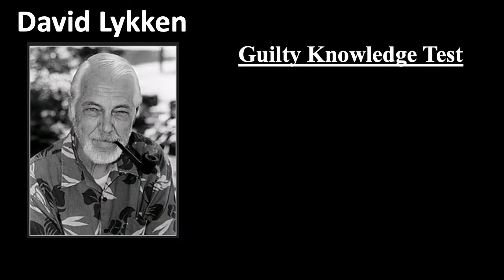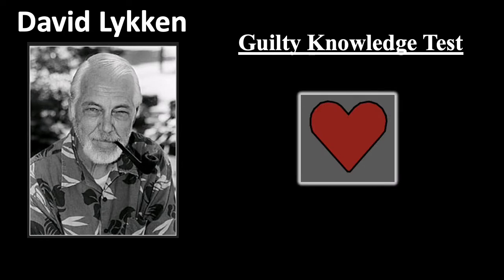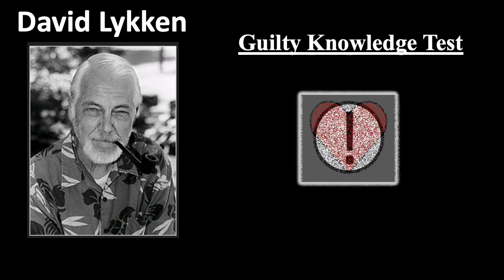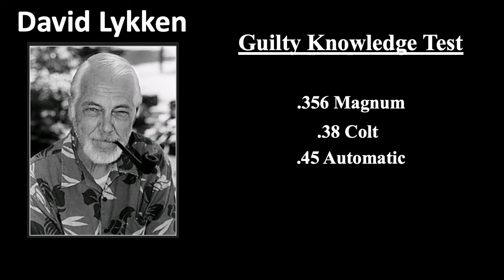To solve this problem, David Lykken invented the guilty knowledge test in the late 1950s. The guilty knowledge test was not designed to detect an emotional response, but was intended to identify whether the suspect recognized crime-relevant information or not. Instead of asking questions about the crime, the investigator might simply present the murder weapon alongside other irrelevant but similar weapons. To an innocent person, no single weapon stands out in particular, but a guilty person knows exactly which weapon they used to commit the crime.